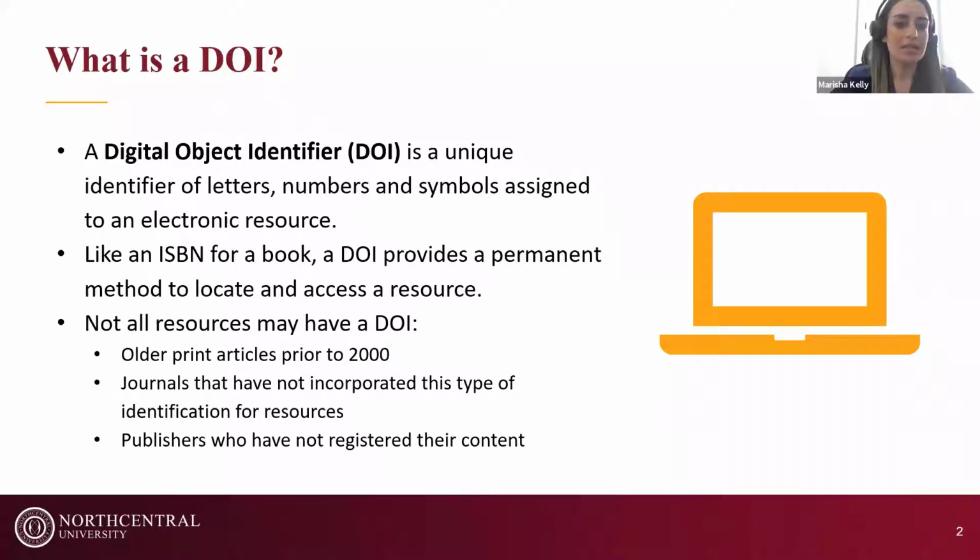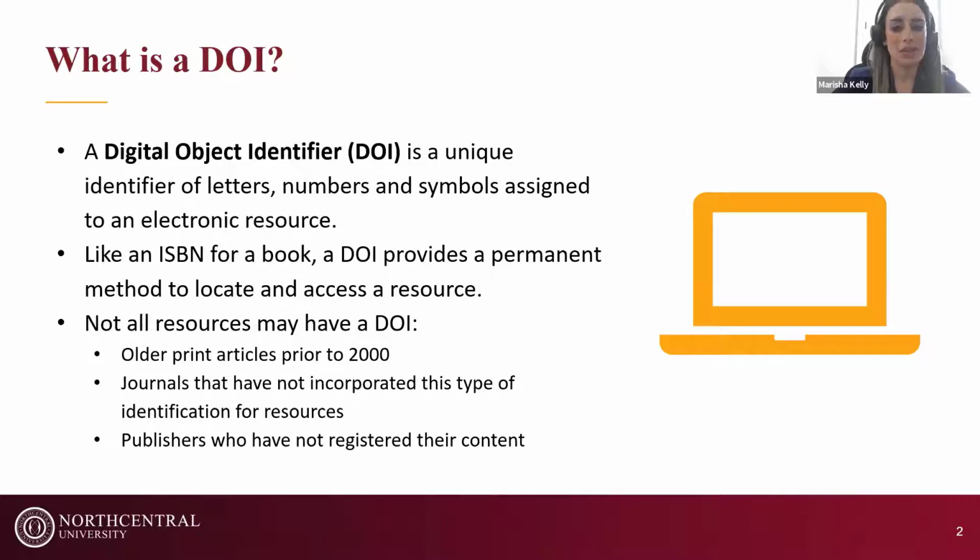And think of a DOI similar to an ISBN for a book, a physical book. And what it does is it provides a permanent method to locate or access an online resource. One thing to keep in mind, and part of that checklist of sorts that Shelley shared with us, is that not all resources may have a DOI.